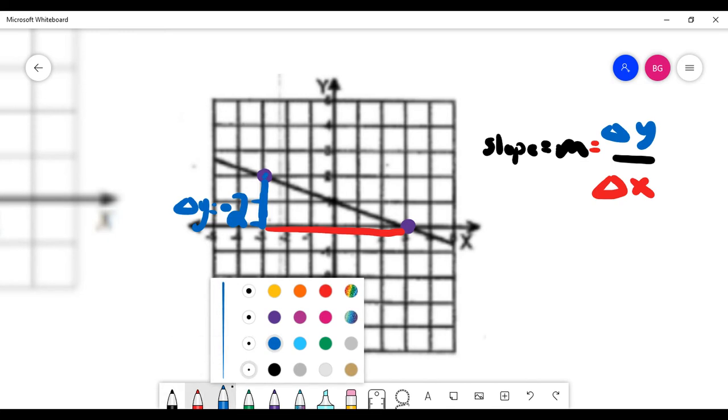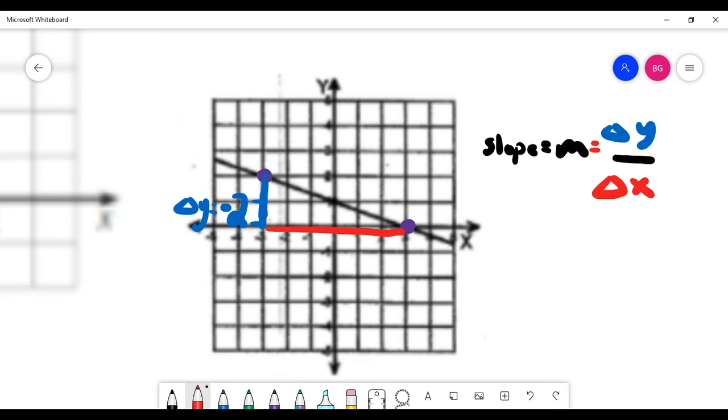So I got my change in y there. Now we're going to do our change in x, which is side to side. And I'm going to count over. Now we're going right here. Since I'm going to the right, it's going to be positive on the graph, even because our numbers are getting bigger, which is okay. It's positive. So I'm going to count over. So I go 1, 2, 3, 4, 5, and 6. So that is a plus 6. It's a positive 6.